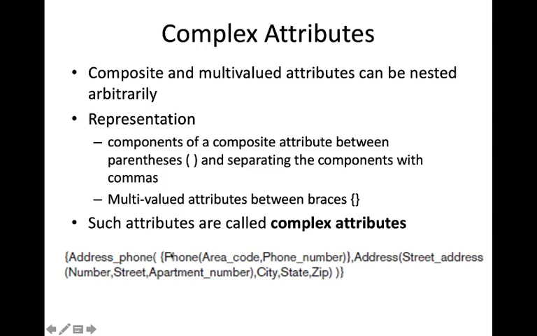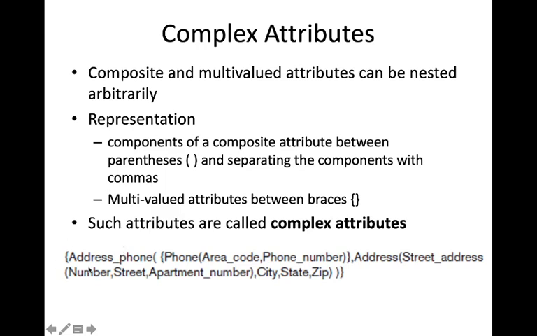The phone itself is a composite attribute because it has an area code and a phone number, like 0484, then some number. The first four digits will be the area code and the next six digits will be the phone number. Then for address, we have already seen it is a composite attribute, so it is represented inside parentheses. Inside it we will have street address, and street address itself is a composite attribute: number, street, apartment number. So there are different nestings inside this. That is why it is known as a complex attribute.